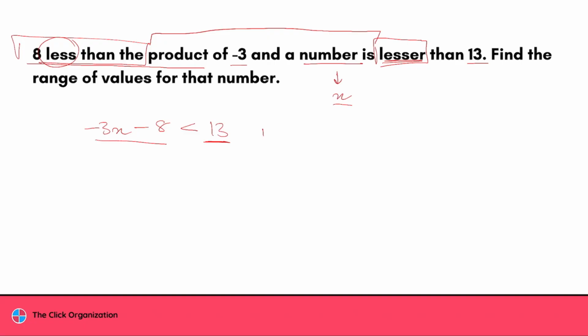Right now, I won't be representing these things on a number line, but you can also do that as an extra part of your work if you wish. However, this is the range of values that the number could be.